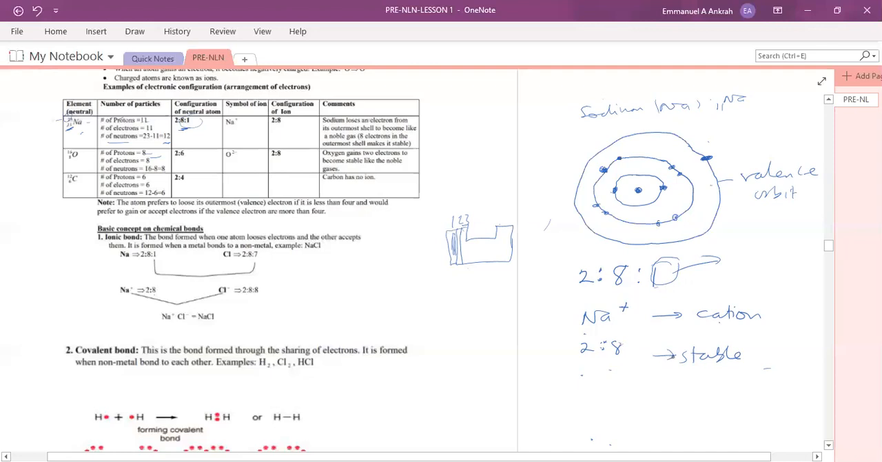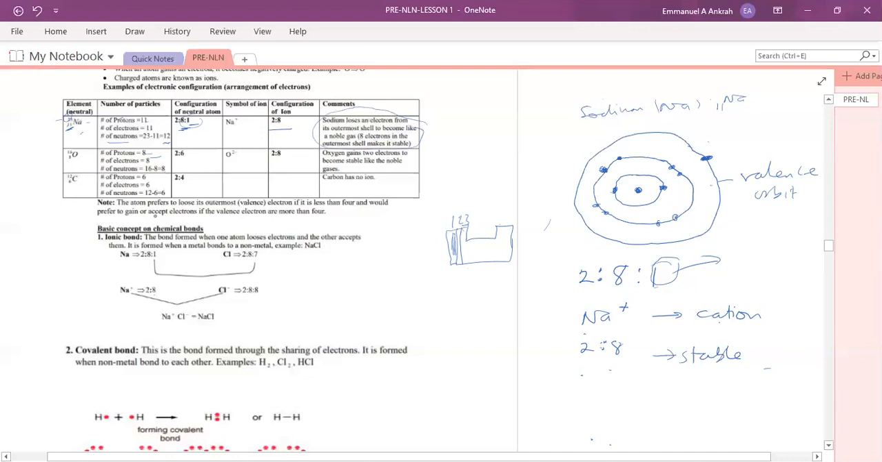They all have 8 on the outside. They want to become stable. So sodium now becomes stable by losing 1 electron. So it becomes plus. That's what we have in the table here. You lose the outermost electron, and they have 2, 8. So it becomes a cation. Sodium loses an electron from its outermost shell to become like the noble gas. 8 electrons in the outermost shell makes it stable. That's what I have in the comments.